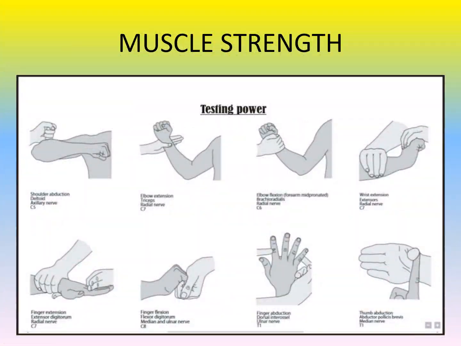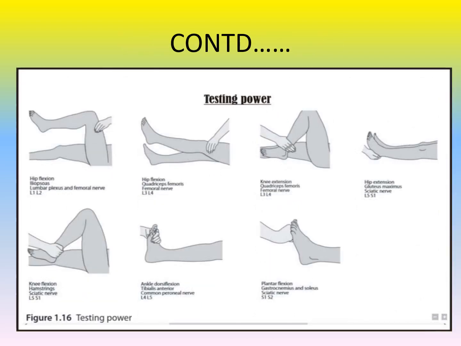And this is the test of muscle strength, and that is abduction, first one. Second, elbow extension, elbow flexion, wrist extension, finger extension, and finger flexion, finger abduction, and thumb abduction. And it's hip flexion, knee extension, hip extension, knee flexion, ankle dorsiflexion, and plantar flexion.